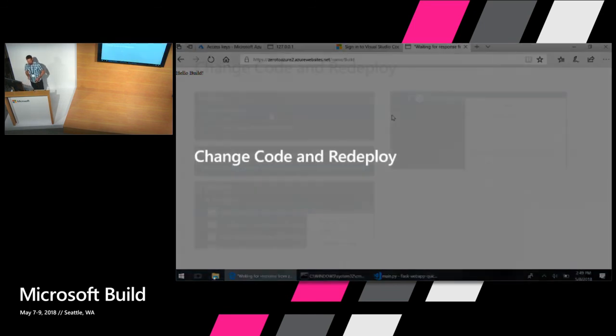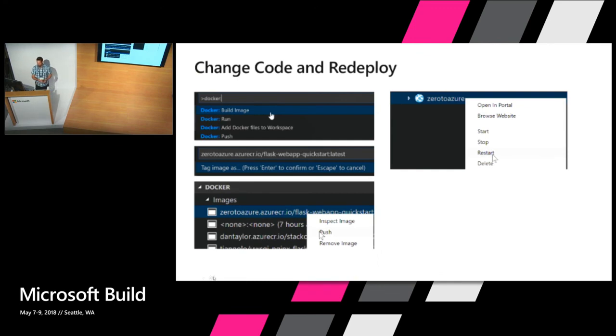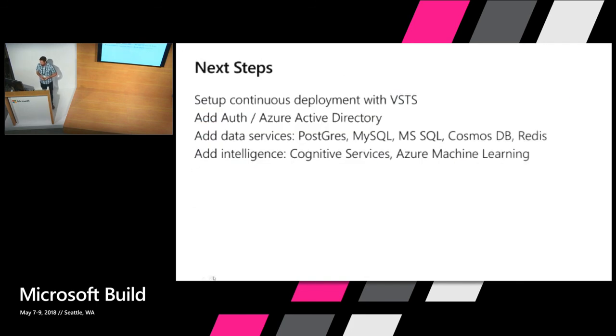All right. Almost at the end here. So just a quick recap. To redeploy new code after we've published the image the first time, we just run that build image command. We give it the same Docker name, push it, and restart the site. So that's the basic 0 to Azure steps.